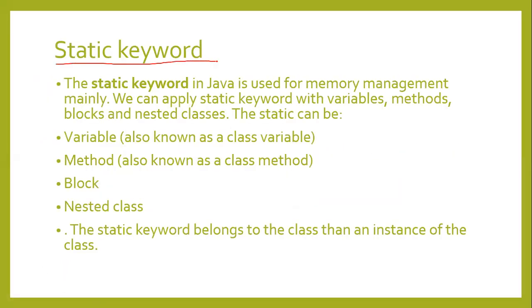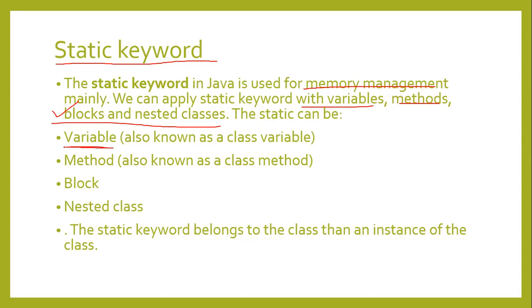Then we move on with the static keyword. We have come across final. Now let's understand what is static. The static keyword in Java is used for memory management. So the main purpose of the static keyword is memory management. We can apply the static keyword with variables, methods, blocks, and nested classes. Here we've come across a new term called blocks, which we will understand in detail. We will look into each of its applications.